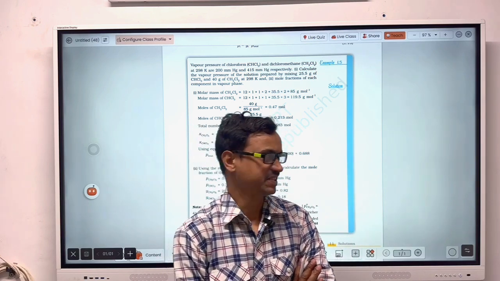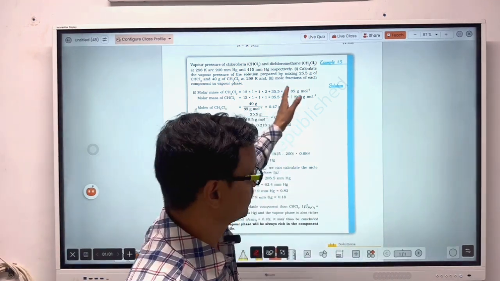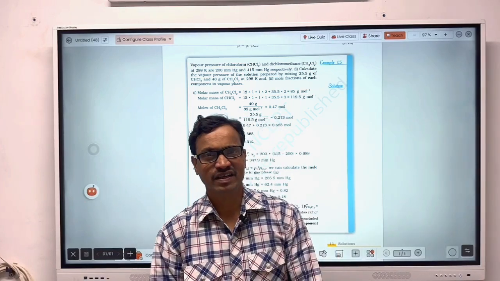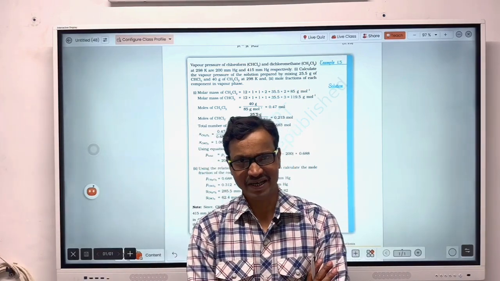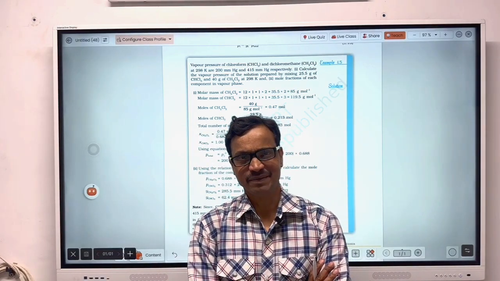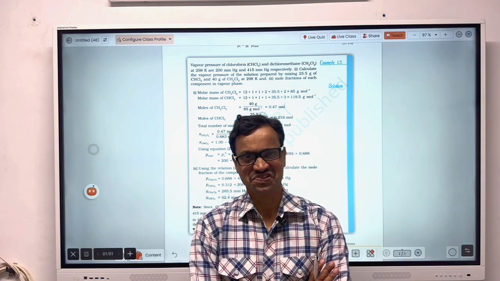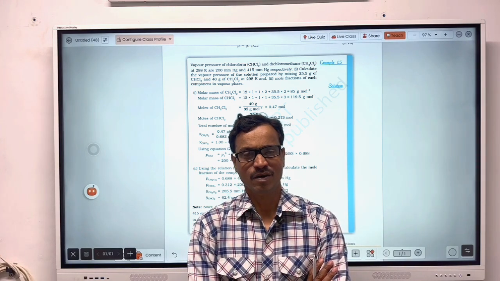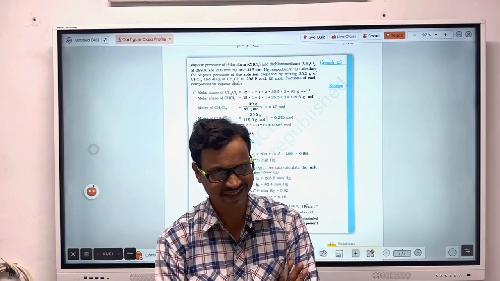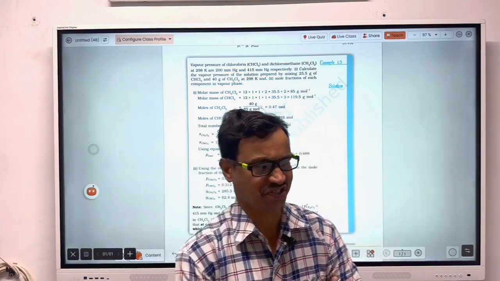So guys, let's see. In the 12th board examination, this question will be asked directly. But in JEE Main and in the NEET examination, this question will be asked in a modified form. Let's see how to solve this question.